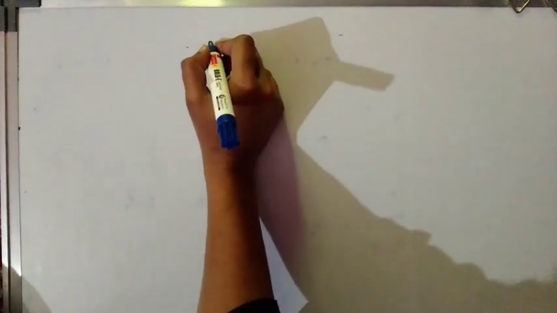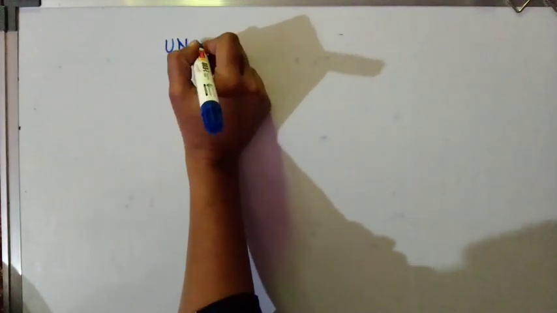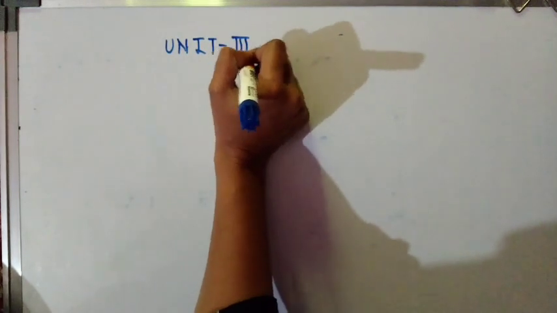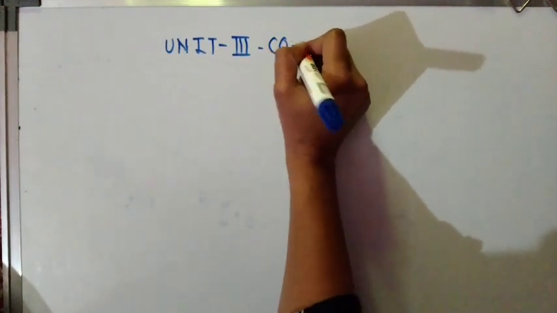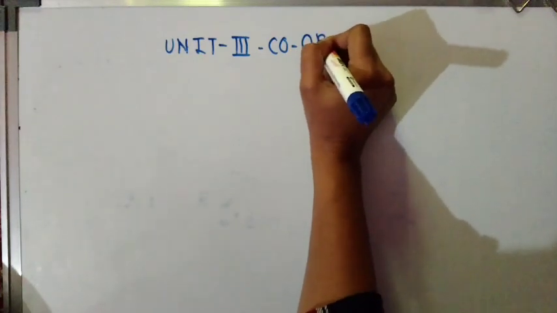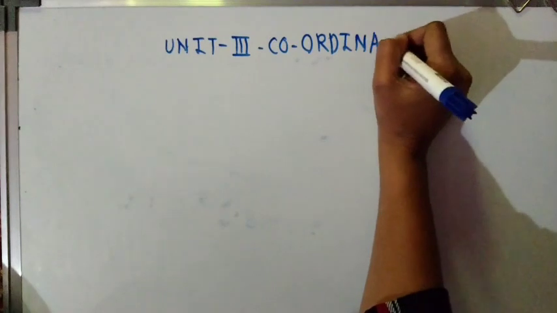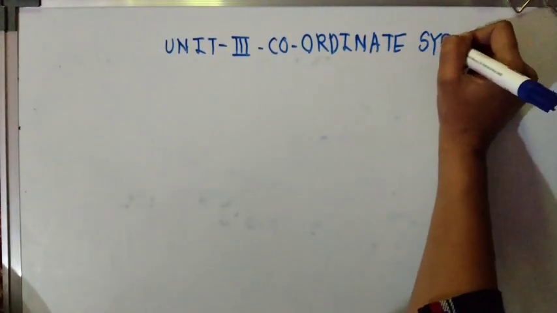Last chapter we studied trigonometry. In this chapter we study Unit 3, Coordinate system.